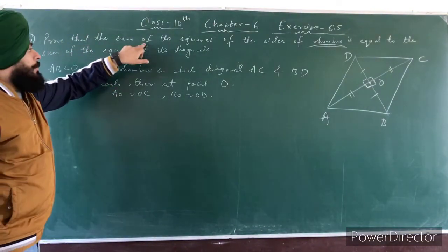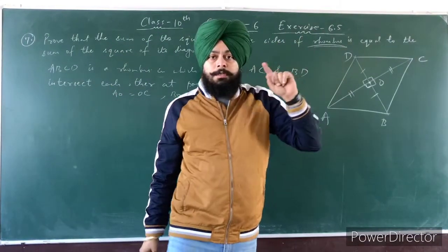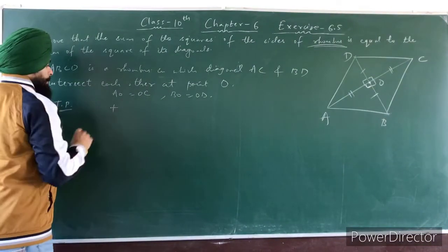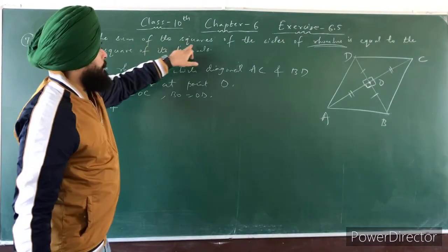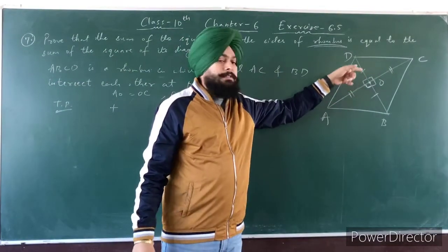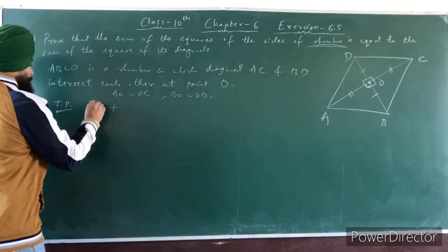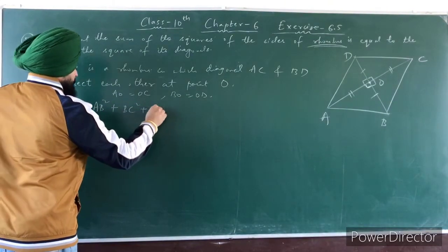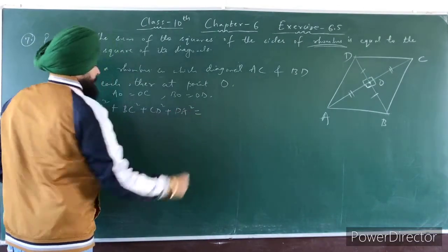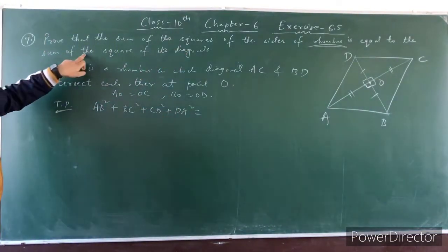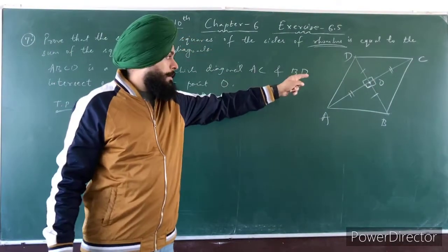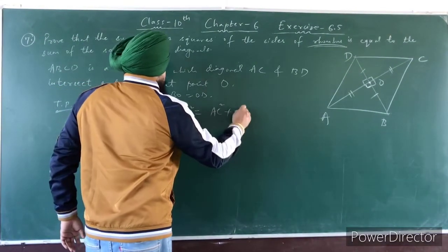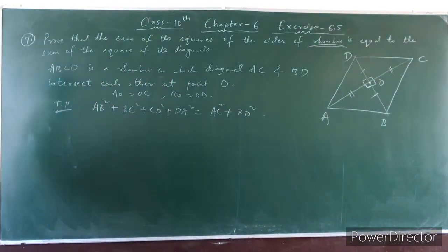Prove that the sum of the square of the sides of a rhombus. So sum means plus. There are four sides: AB, BC, CD, and DA. So we have to square its sides. AB square plus BC square plus CD square plus DA square is equal to the sum of the square of its diagonals. There are two diagonals, AC and BD. AC square plus diagonal BD square.